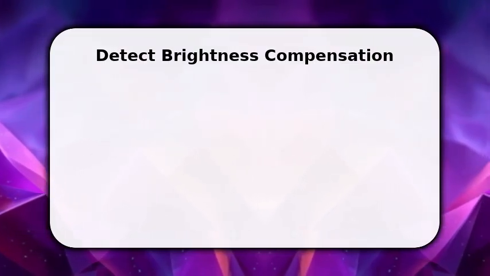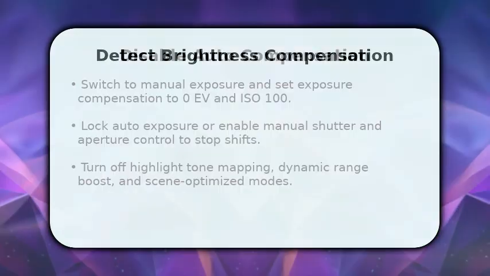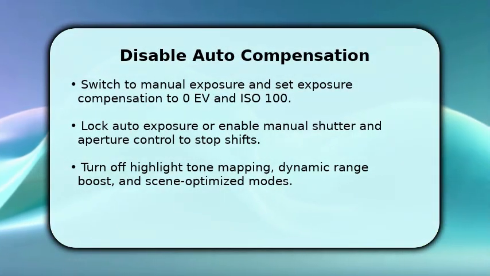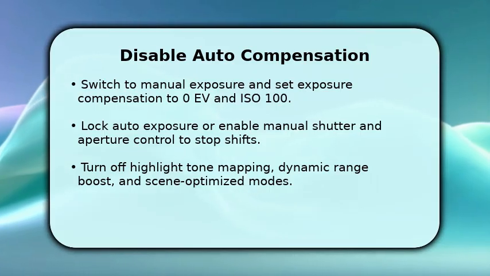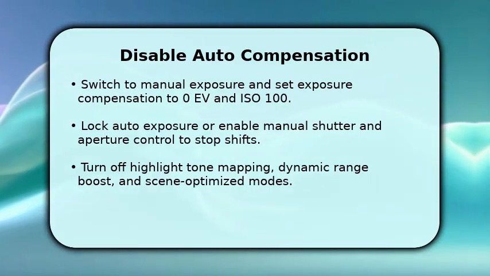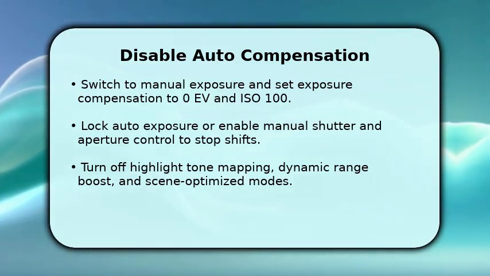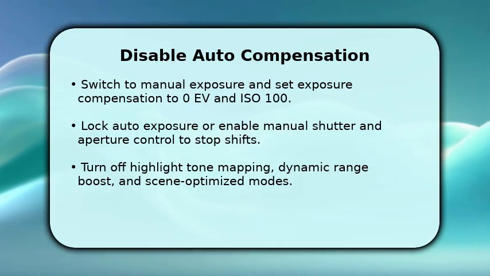Switch to manual exposure and set exposure compensation to 0 EV and ISO 100. Lock auto exposure or enable manual shutter and aperture control to stop shifts. Set shutter speed, aperture, and ISO explicitly. For videos, start at 1/60 and f4.